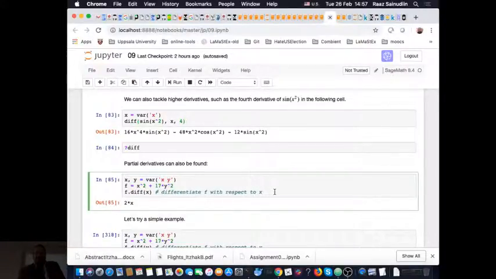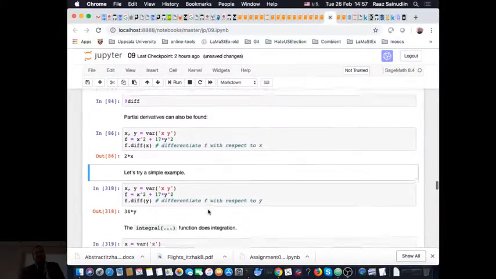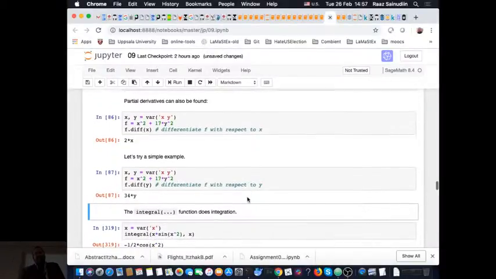Yeah. So partial derivatives: you basically have two variables, x and y, and f is x squared plus 17y squared. Then you differentiate f with respect to x, and you can differentiate the function f with respect to y.